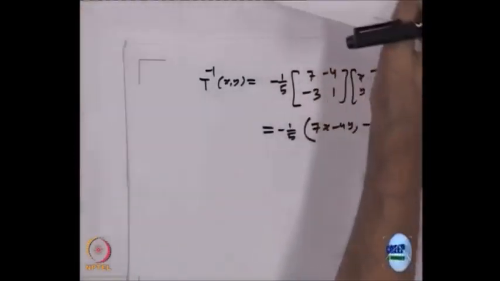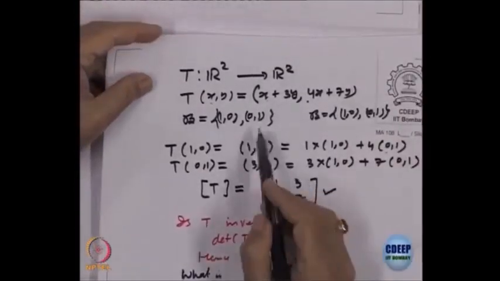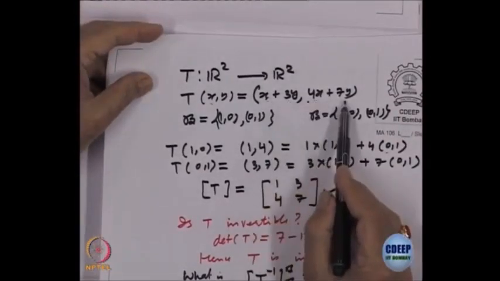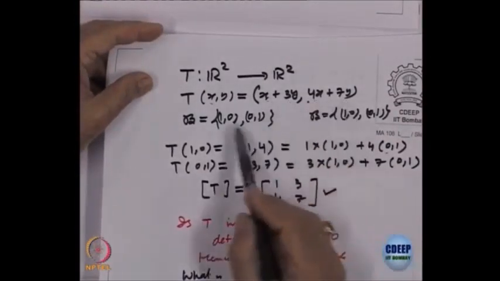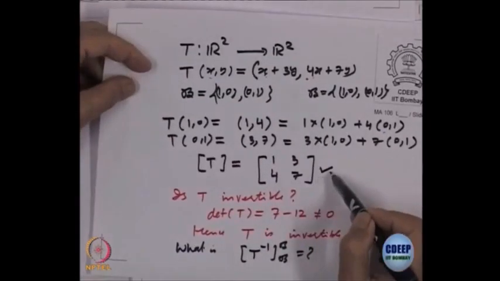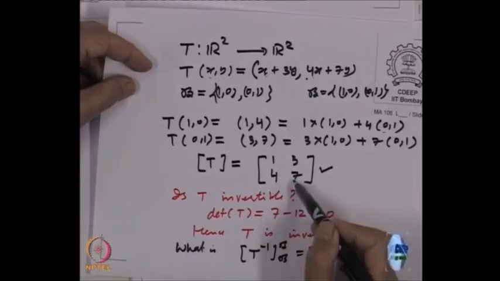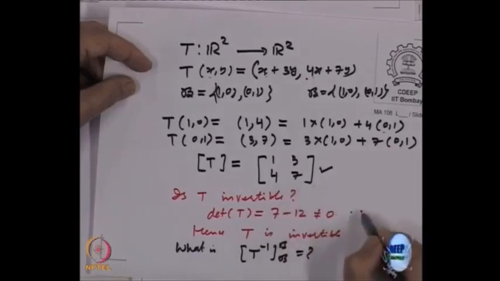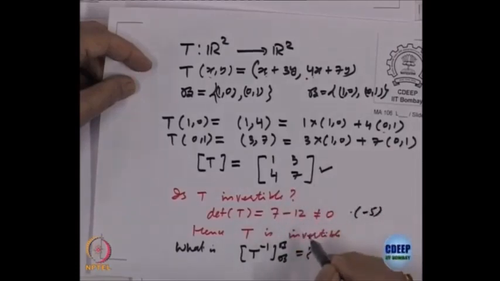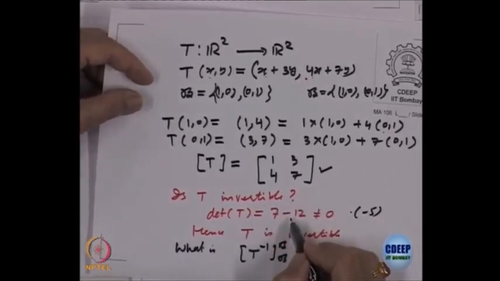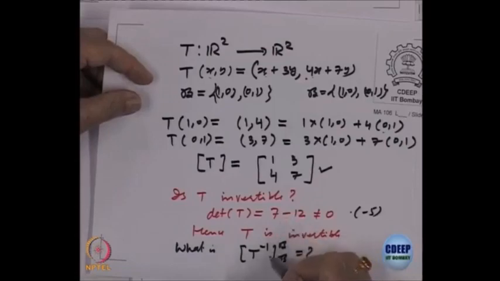We started with T; I am just revising. T was x plus 3y, 4x plus 7y. With respect to that basis, we found out the matrix of this, because this determinant is not equal to 0, and actually equal to minus 5. So, this determinant is not 0. So, it is invertible, okay.